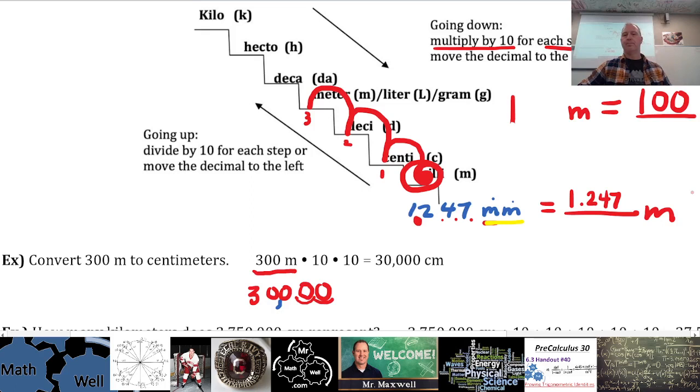Okay? So that's just a brief introduction on how you use that staircase. If you have one unit and you're trying to convert to another unit, and they're the units that are represented on this staircase, because the metric system is based on a base 10, each stair is a factor of 10. So going left, you move the decimal place left. Going right on the stairs, you move the decimal place right.